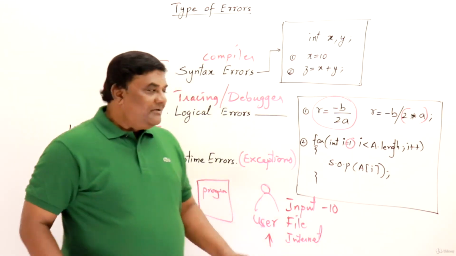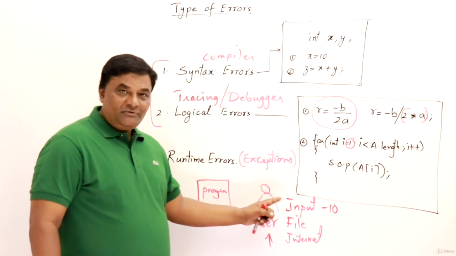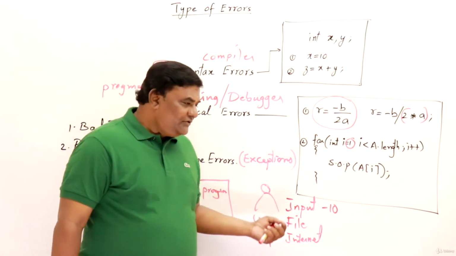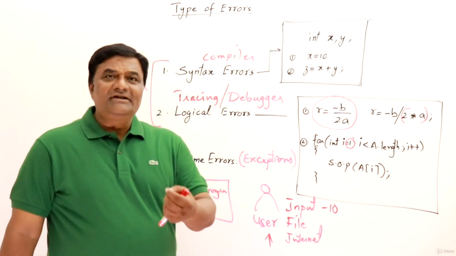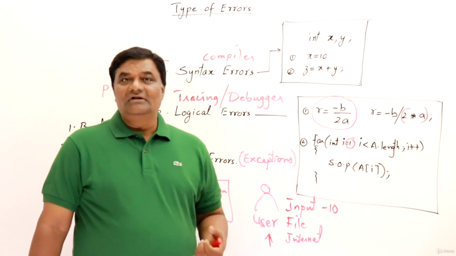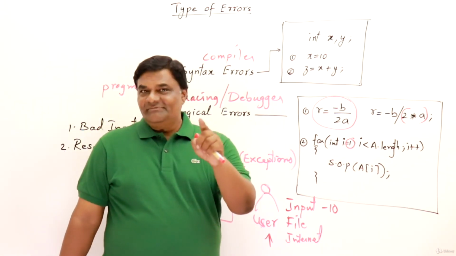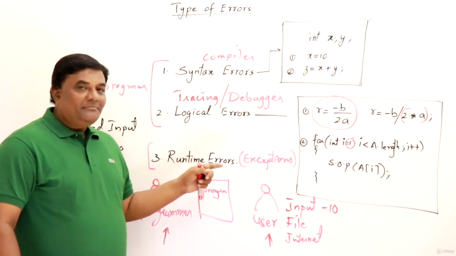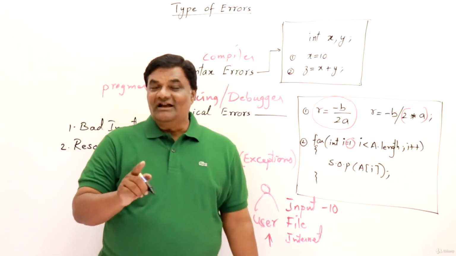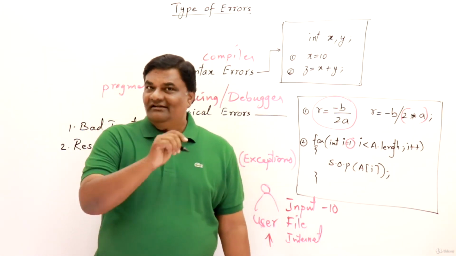So same way, a program needs proper input and resources. If the user is not providing them, the program cannot continue, it should stop. That's it. So the one major problem with runtime errors is the program will crash, the program will stop. So those are runtime errors.